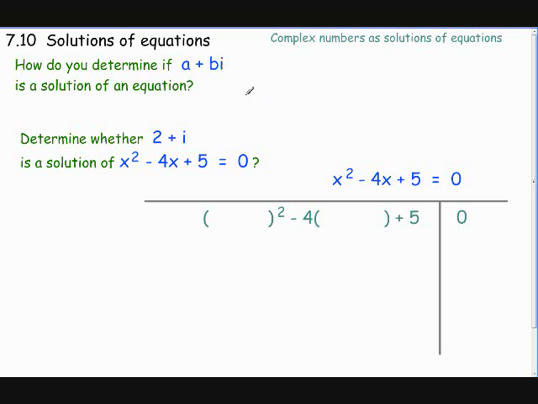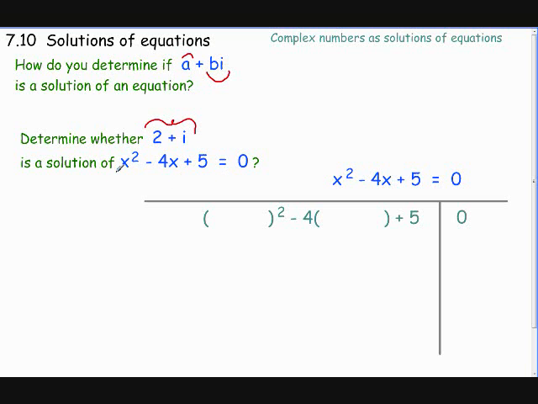How do you determine if you have the solution of an equation? Now, this A stands for any real number, and this part here stands for any imaginary number. B could, of course, be negative. It could be 0, as could be A. Let's determine whether or not this complex number is a solution of this equation.